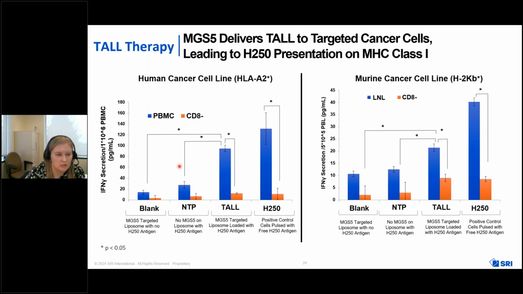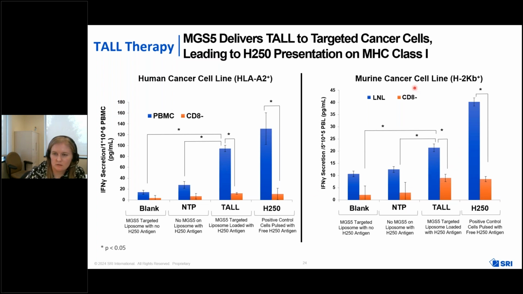What we see with the blank and NTP is very low levels of interferon gamma secretion, but with the addition of TAL, we see a significant increase in interferon gamma secretion. We've utilized H250 free peptide as a positive control to show that H250 is able to induce interferon gamma secretion alone. And then when we deplete the CD8 positive T cells, we see a complete abrogation of interferon gamma secretion. This really tells us that the CD8 positive T cells are the ones mediating the interferon gamma secretion.